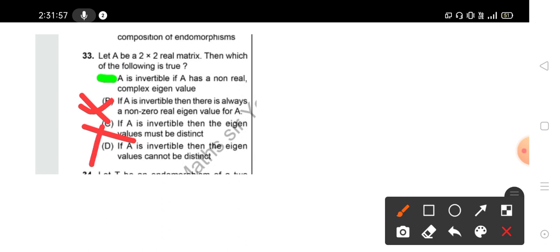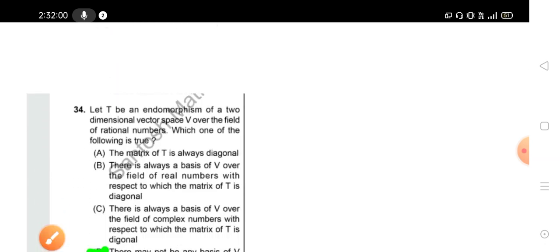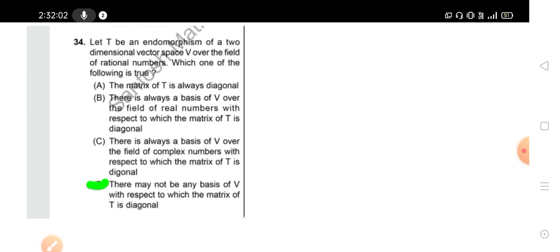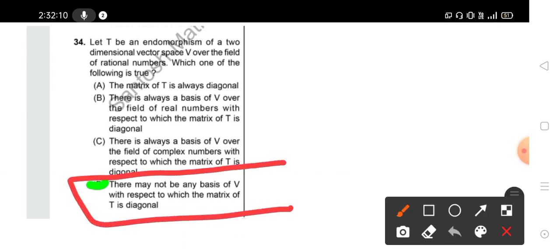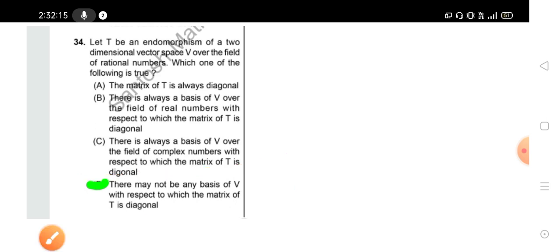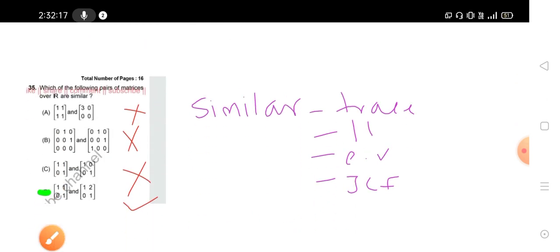This is also path. Check next. Let T be an endomorphism of a two-dimensional vector space V over the field of rational numbers. Which of the following is true? There may not be any basis of V with respect to which the matrix of T is diagonal. Answer D is correct.